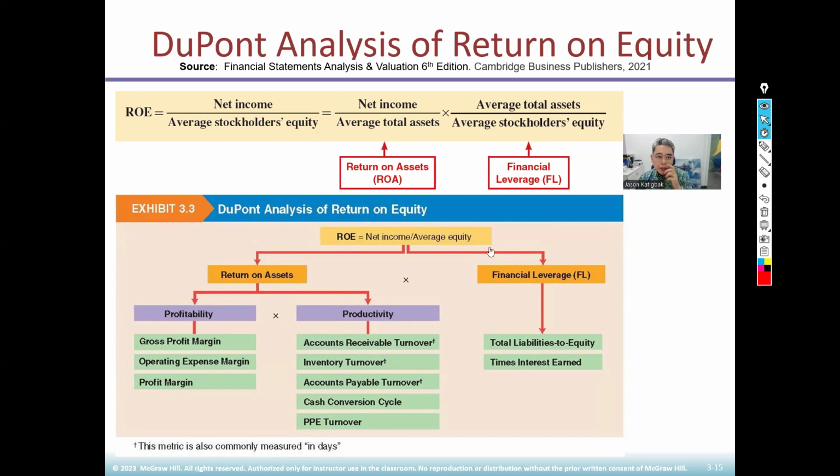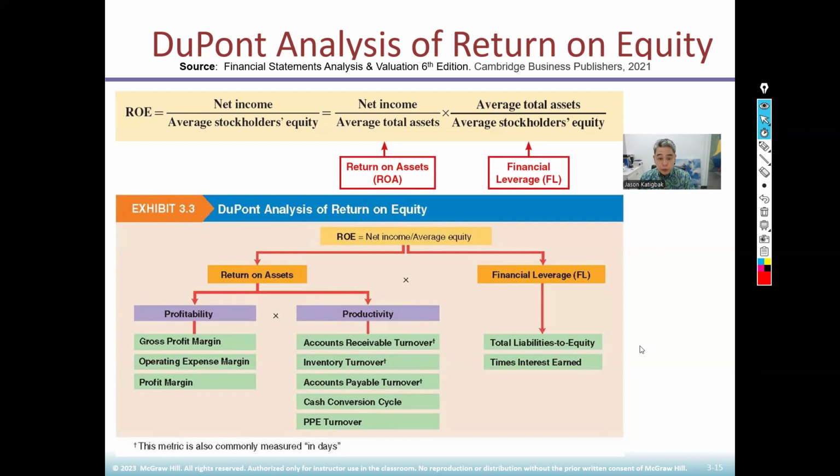So we ended up with the DuPont method, and then we talked about the breakdown of the ROE by return on asset and also financial leverage. In return on asset, you can break it down further by looking at it on a profitability and a productivity type of discussion. Productivity as a metric is also what we call asset utilization, right? The turnover of the receivable, inventory, and then accounts payable.